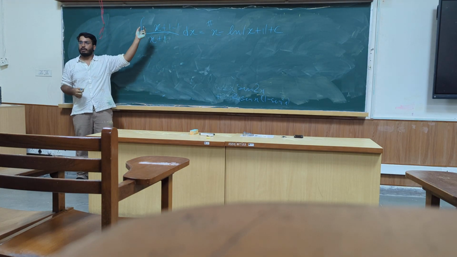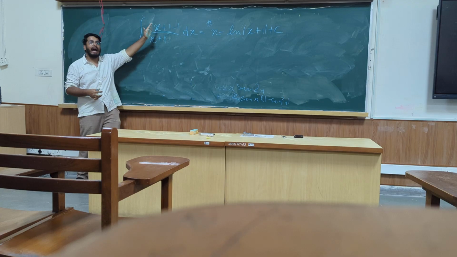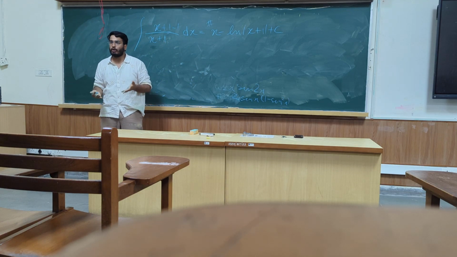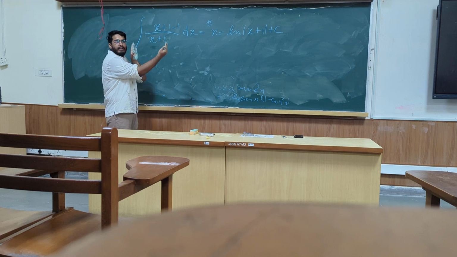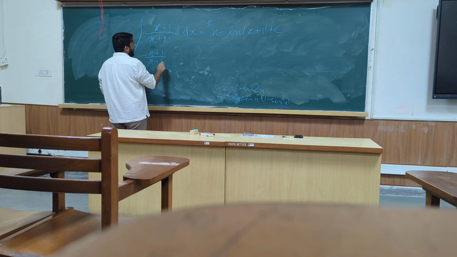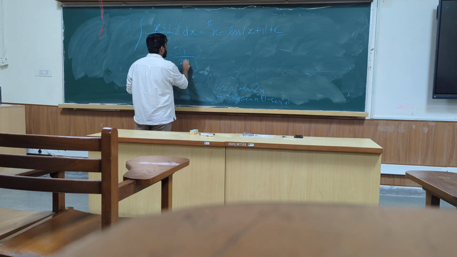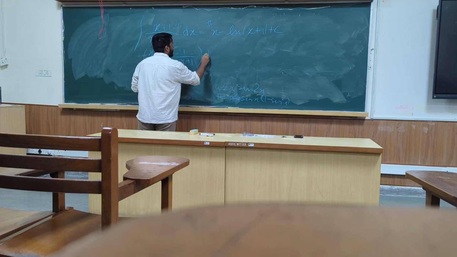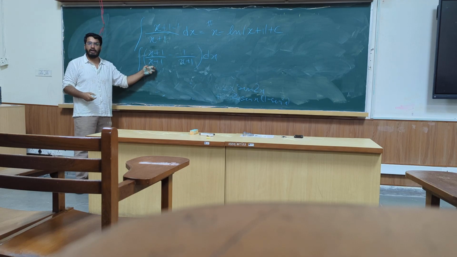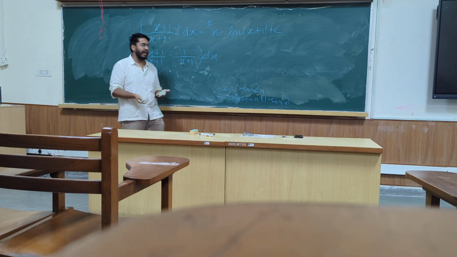Plus 1 minus 1 equals 0. I merely added 0 in the numerator, thereby not changing the numerator at all. But then I'm going to separate the fraction. And it is going to be (x plus 1) upon (x plus 1) minus 1 upon (x plus 1) dx. So I know this is going to become 1, which is easy to integrate. It's going to be x.